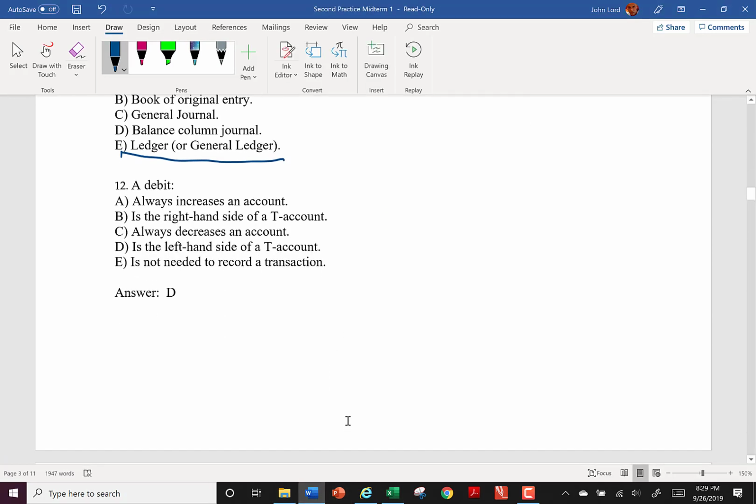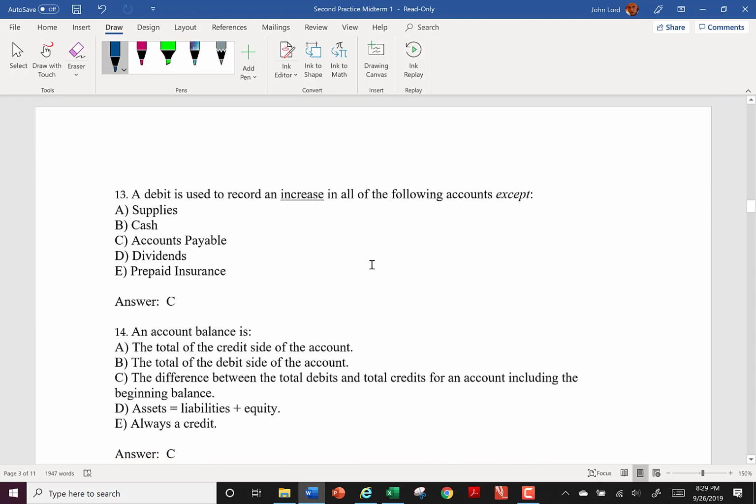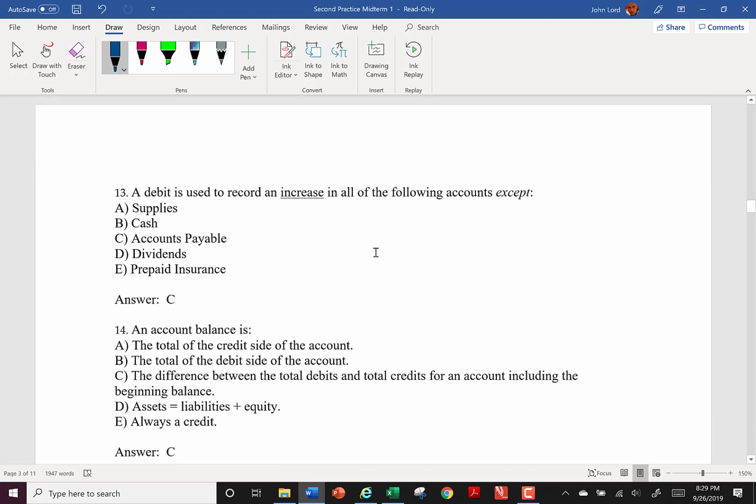A debit is what? On the left-hand side of a T account? Debit on the left, credit on the right. T account. A debit is used to increase. What gets increased by a debit?